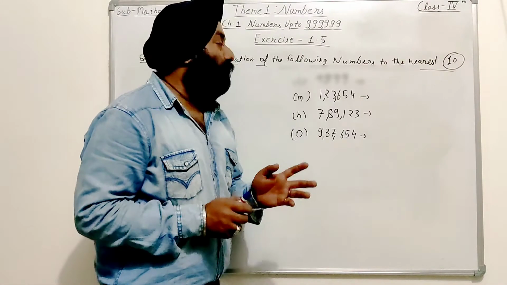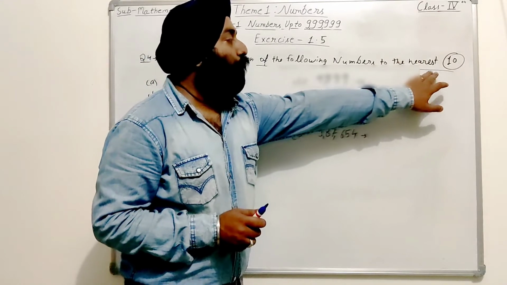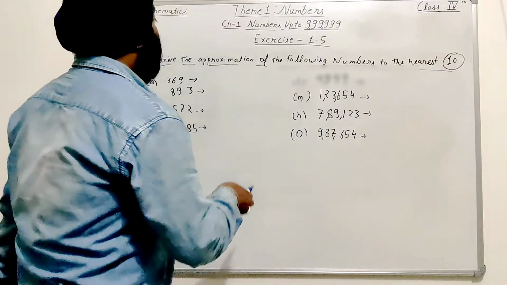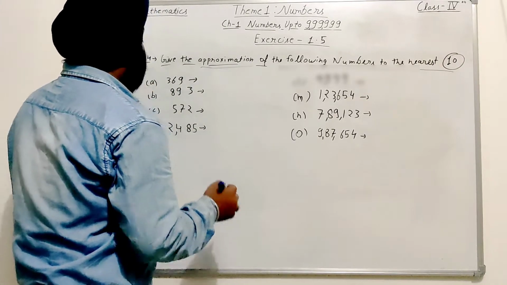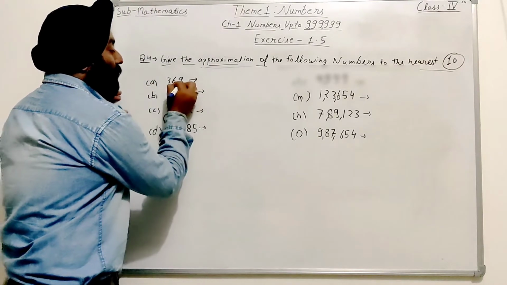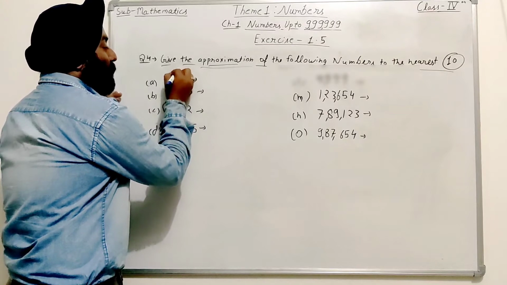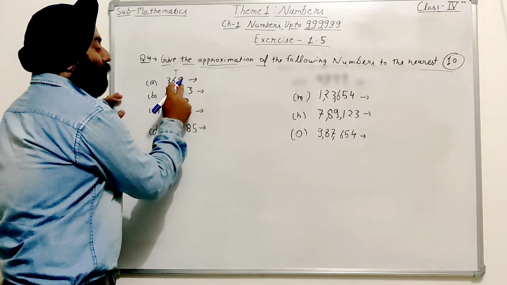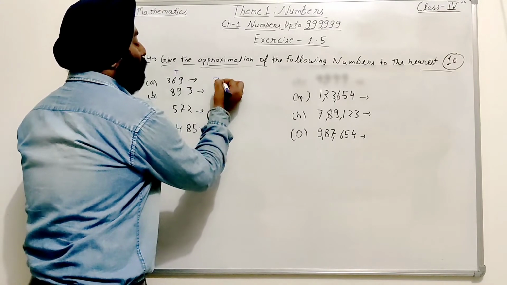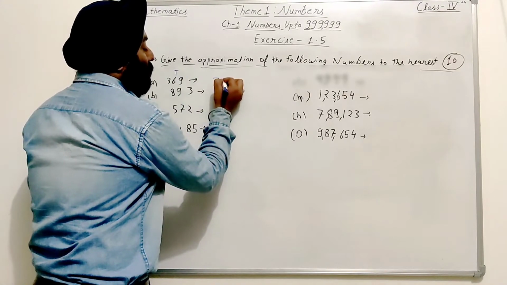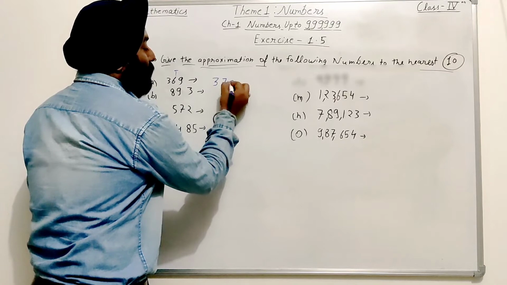So in our next question we have to round off to the nearest 10. Approximation also means round off. So the first question is 369. We have to see the tens place. Tens place is 6, and on the ones place there is number 9. So we have to round off, and that becomes 6 plus 1, 7, and 0.